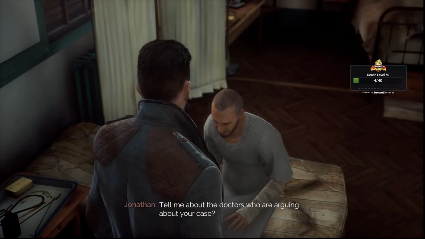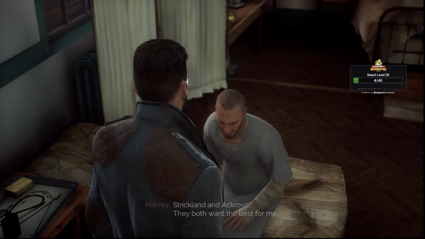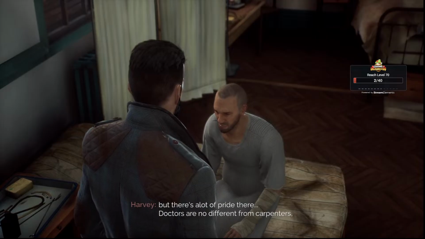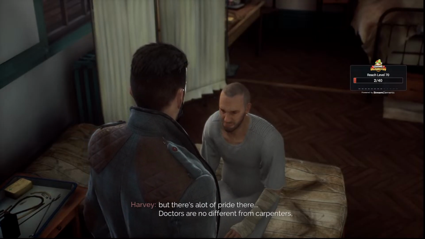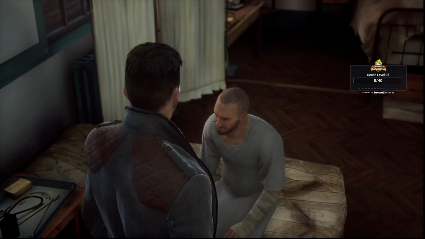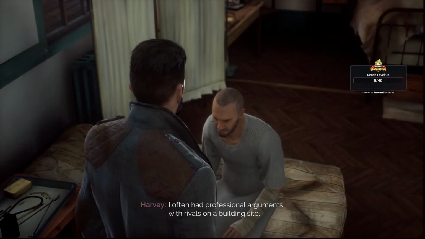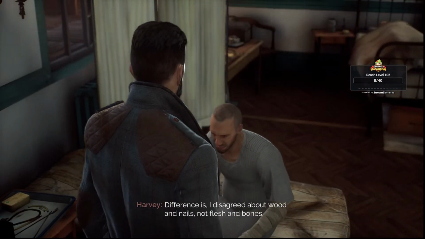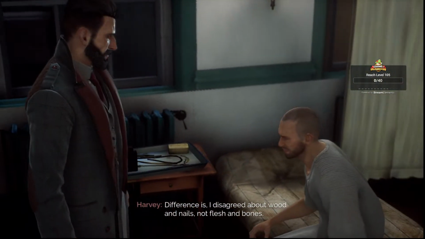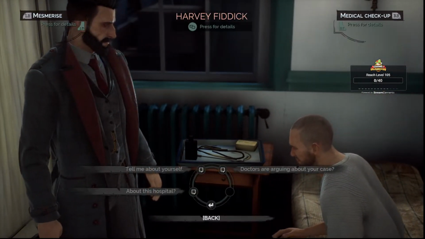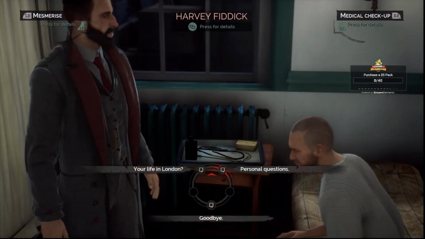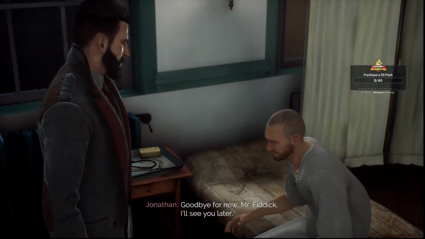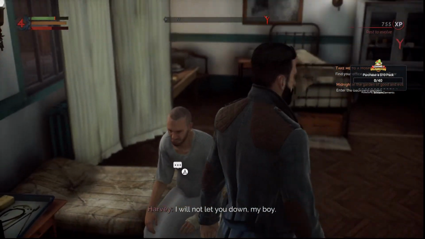Tell me about the doctors who are arguing about your case. Strickland and Ackroyd. They both want the best for me, but there's a lot of pride there. Doctors are no different from carpenters, it seems. What do you mean? I often had professional arguments with rivals on a building site. Difference is I disagreed about wooden nails, not flesh and bones. Goodbye for now, Mr. Fiddick. I'll see you later. I will not let you down, my boy.